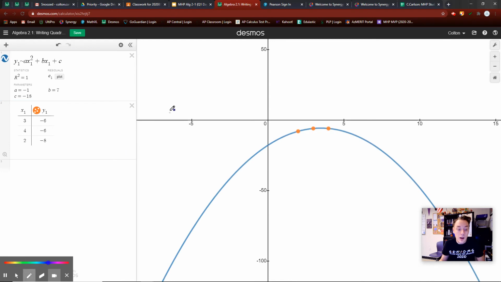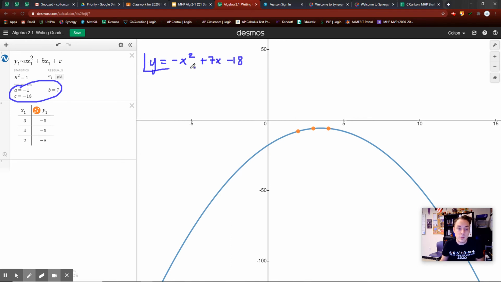But first, what is my equation in standard form? My equation in standard form using these parameters is negative x squared, because that's my a. My b is 7, so plus 7x, and my c is negative 18. So this is what it is in standard form.